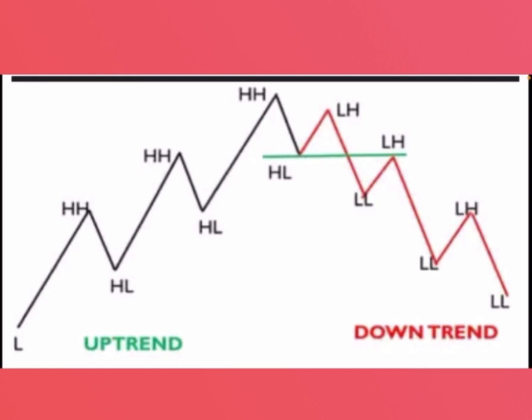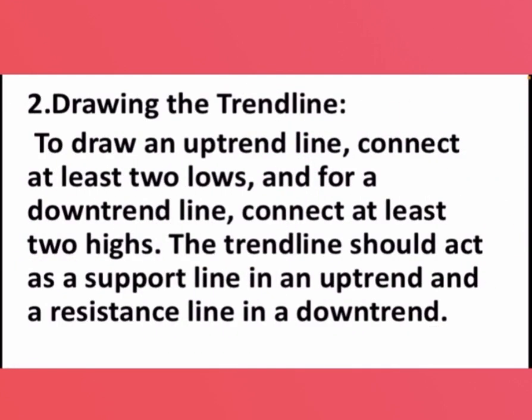So you can see the uptrend comprises of what? Higher highs and higher lows, while the downtrend comprises of lower highs and lower lows. These are the swing areas, which is very simple. Then number 2, you have to draw your trend line. I've shown you how you can draw your trend line.